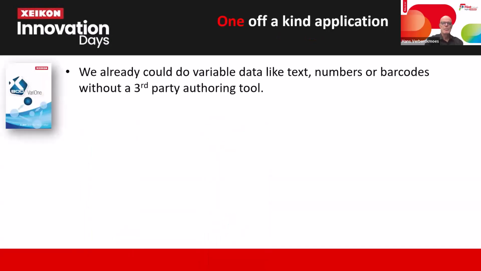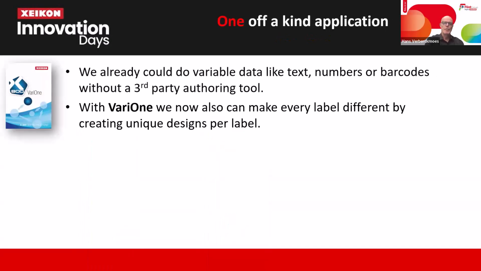Then last but not least, variable data. I already mentioned at the beginning, everybody wants to do variable data, and by now we know we can do variable text and barcodes, and you can do it without any third-party authoring tool. So on the RIP, you can do it with limited time required. But we now also have VaryOne, which can make every label really unique by just changing images.